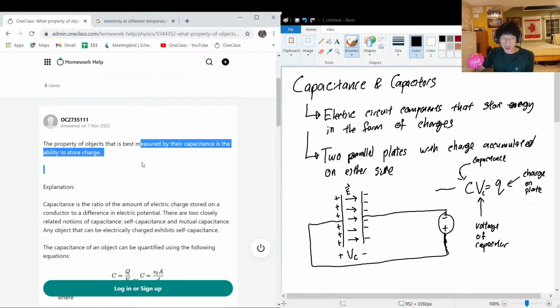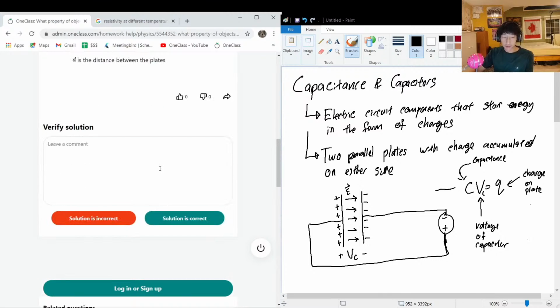Yeah, the ability to store charge is the best way to describe it. So the above solution is good. Capacitors.